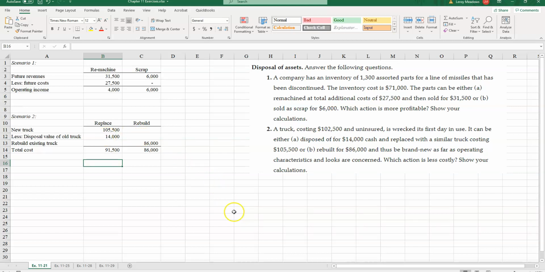So remember that relevant costs are future costs or future revenues that differ among alternatives, which is what we saw in scenario 1, or future costs that differ among alternatives, and this is an example of what we see in scenario 2. So we see here that it is cheaper to rebuild the truck in scenario 2 than it is to replace it. And in example 1, scenario 1, we see it's more profitable to scrap the inventory than it is to remachine and then sell it.